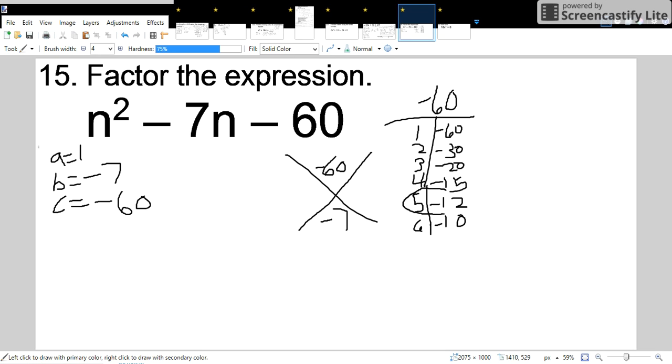Okay, if you chose this factor pair, that is right. Negative 12 plus 5 is negative 7. So that's the ones you're going to put inside your x. Now you're ready to write your box.